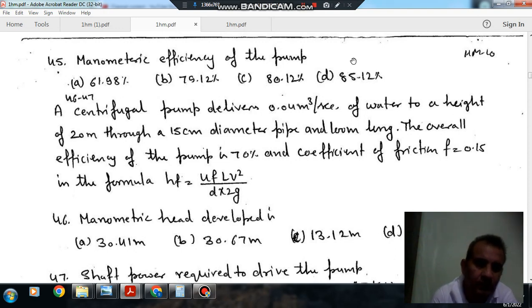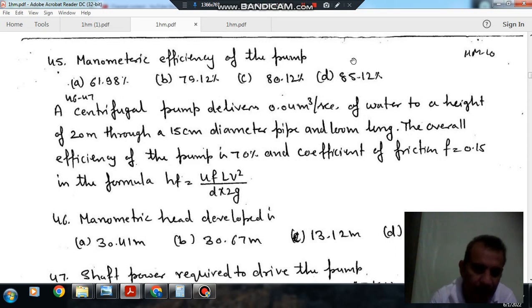The statement is: a centrifugal pump delivers 0.04 meter cube per second of water to a height of 20 meters through a 15 centimeter diameter pipe and 100 meter long. The overall efficiency of the pump is 70% and the coefficient of friction is 0.015. In the formula, HF is equal to 4FLV square divided by D into 2G.